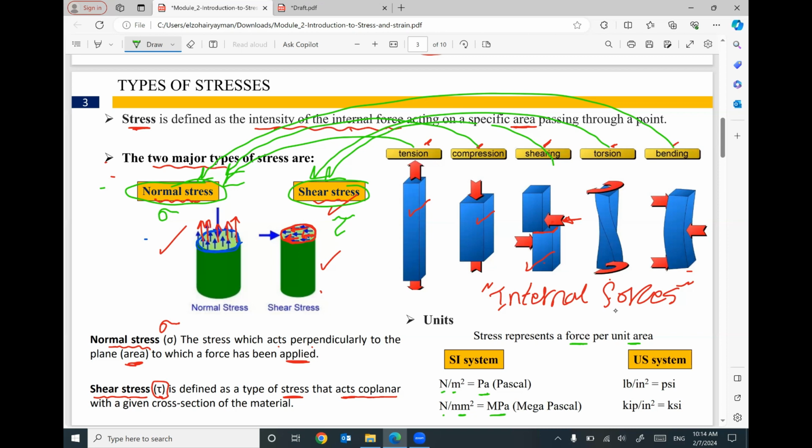That makes sense? So force, this is for Newton, area, this is meter squared. If we are using US units, it can be pound per inch squared, which is called PSI, or kip per inch squared, which is called KSI. So it's very important to understand these units. Pascal is Newton per meter squared, megapascal is Newton per millimeter squared. This is for SI units. For US units, we have something very common to be used, PSI, which is pound per inch squared, and the KSI, which is kip per inch squared.